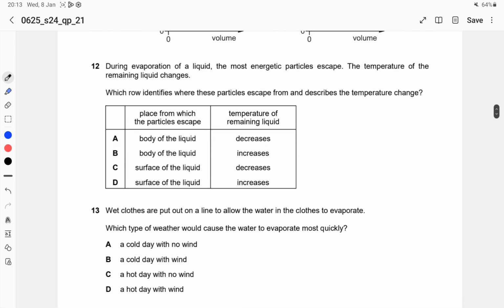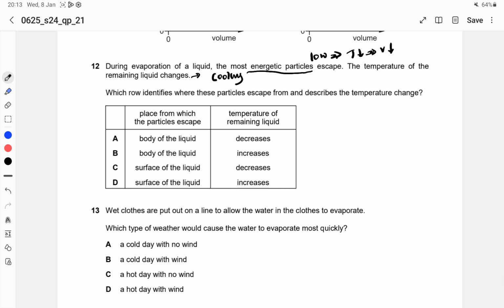12th one. During evaporation of a liquid, the most energetic particles escape. We know this. The temperature of the remaining liquid changes. We know that evaporation produces a cooling effect because high energetic particles have escaped, which means low energy particles are left, which means your temperature is less, which means your speed is less. Correct? Now let's read the further part of the question.